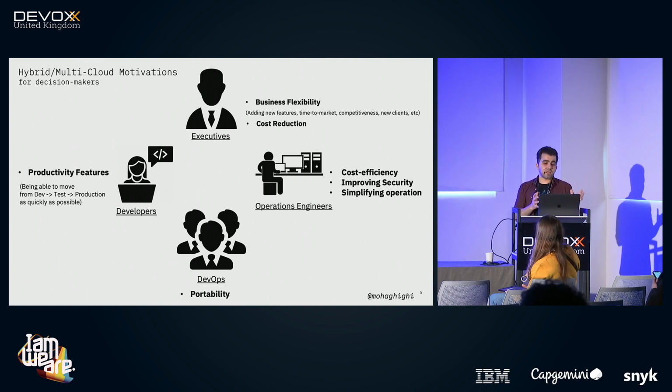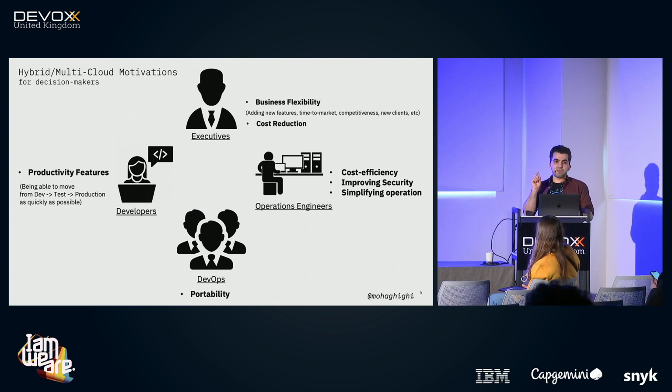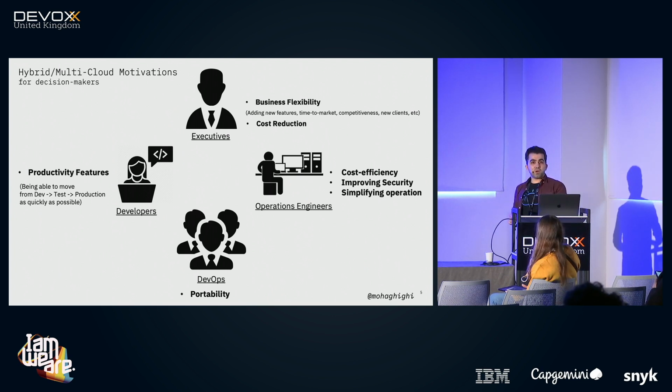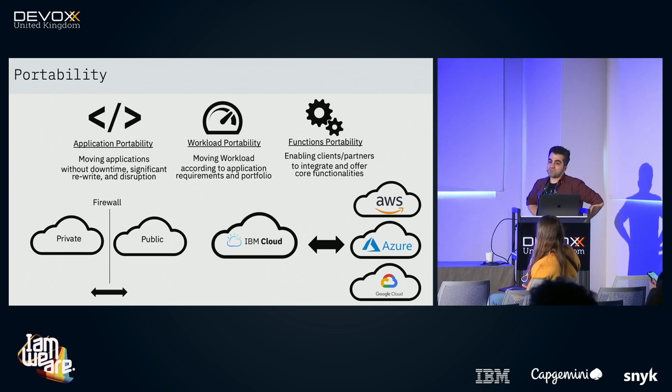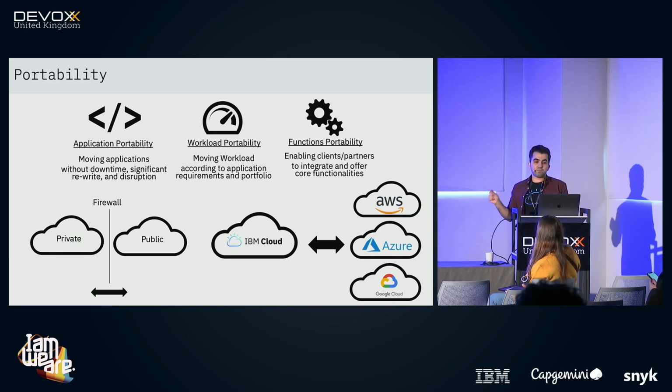As I will explain later, OpenShift meets all the requirements that DevOps teams are interested in. But again, bear with me. I'm going to go through that one by one and show you why OpenShift is the best platform for developers, operation engineers, and DevOps. So now let's go back to the most important factor for DevOps engineers: portability.